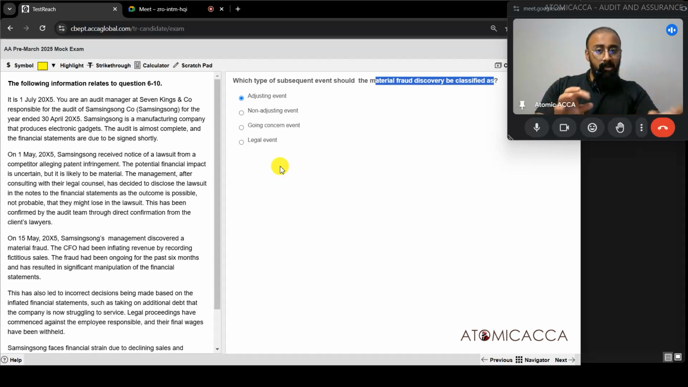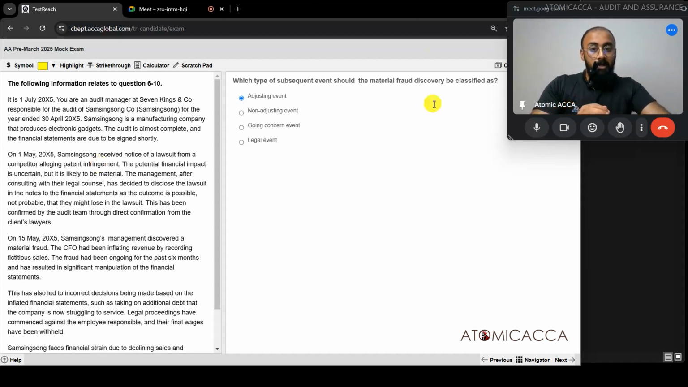Legal event, there's nothing as such, because this particular event alone is not going to lead to a legal issue. There are many other things as well. Legal issue previously was also caused because of patent infringement. So there's no specific thing called a legal event. So it's either to choose between adjusting or non-adjusting over here. So that one is done.